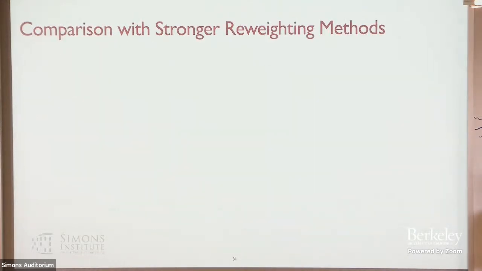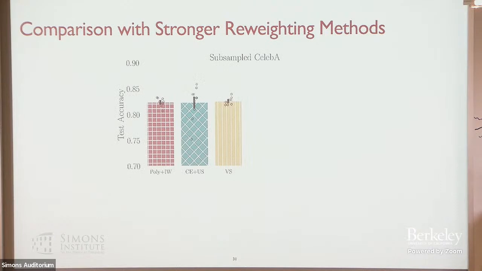And so this was comparisons with cross entropy loss. There are other stronger reweighting methods that people have proposed in the literature.